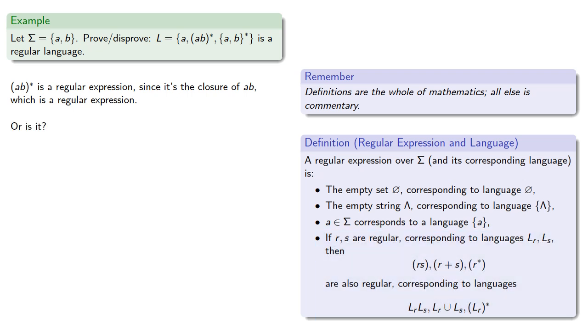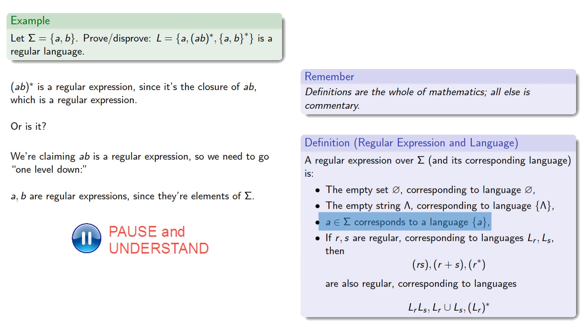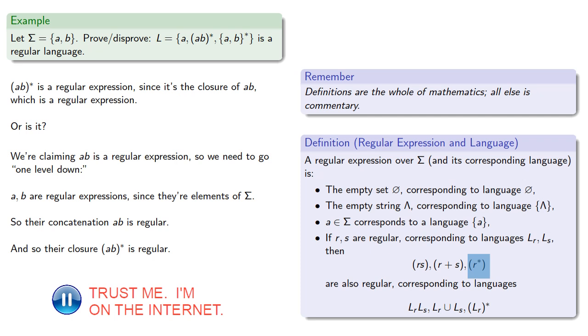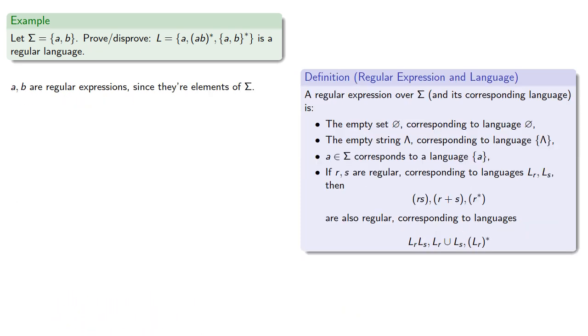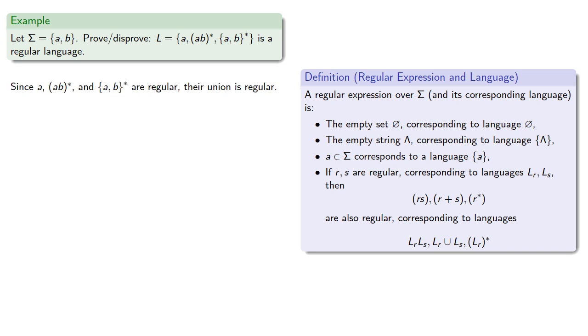Or is it? So the important thing here is we're claiming AB is a regular expression, so we need to go one level down. A and B are regular expressions since they're elements of sigma. So their concatenation is regular. And so their closure is regular. And for our third term, A and B are regular expressions since they're elements of sigma. So their union is regular. And so their closure is regular. And since A, AB star, and AB star are all regular, their union is regular. So L is a regular language.